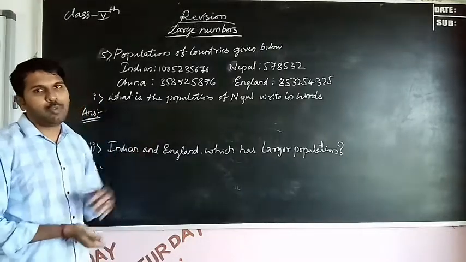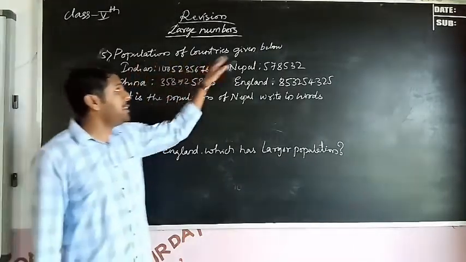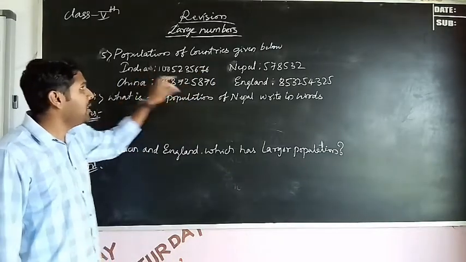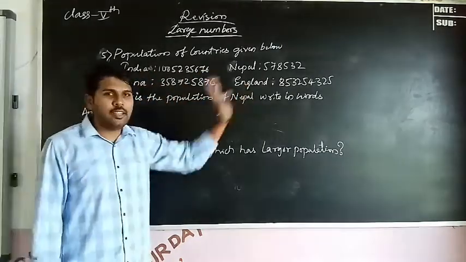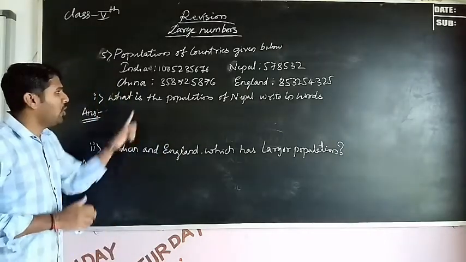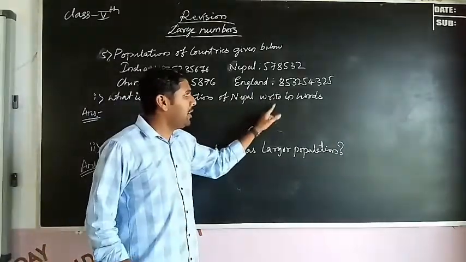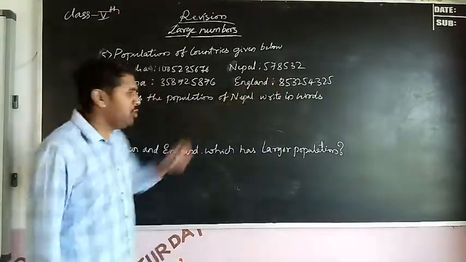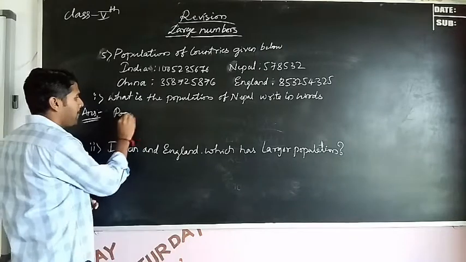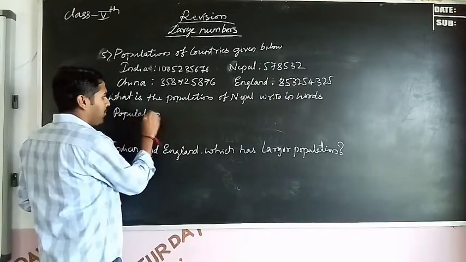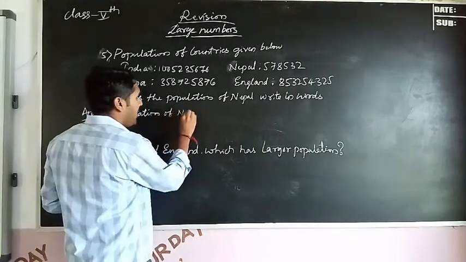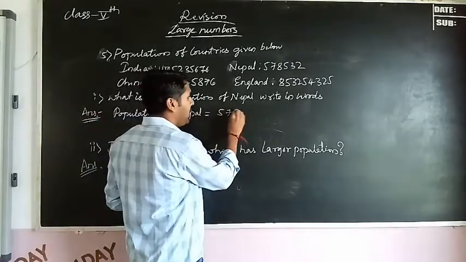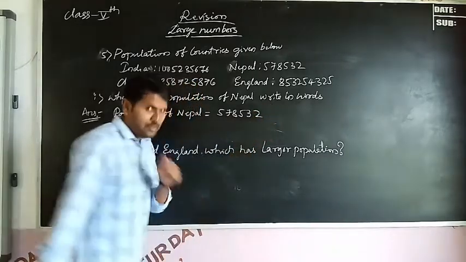So one word problem is there. The population of countries is given below. Here the populations of India, Nepal, China and England are given. What is the sub question? What is the population of Nepal? Write in words. So Nepal population is this much. Population of Nepal equals, write down that number: 5785332. So you should write in words now.